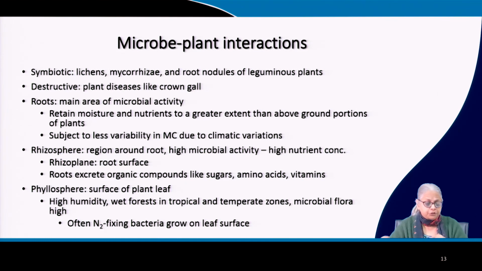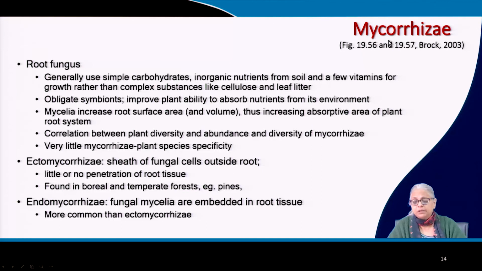You can have nitrogen fixing bacteria growing on these plant leaves. Especially in tropical and temperate zones, if the humidity and moisture is very high, then you get high microbial activity even on the leaf surface. Let's take a look at mycorrhizae. You can refer to these figures in the textbook, but the root fungus is another essential.